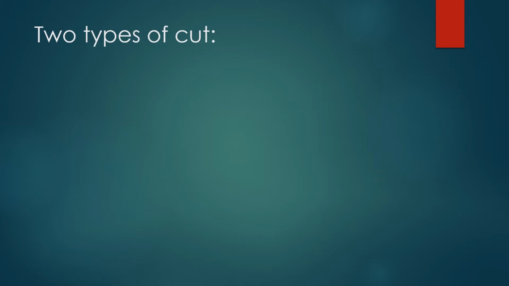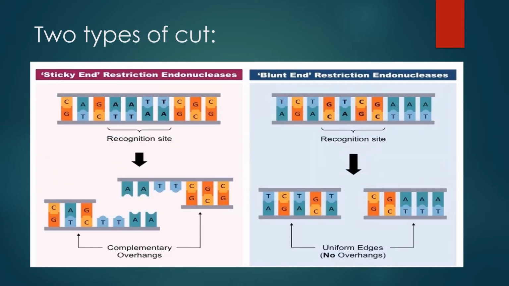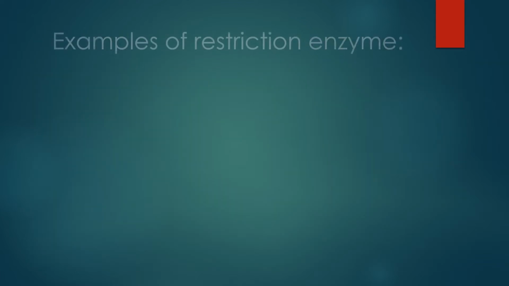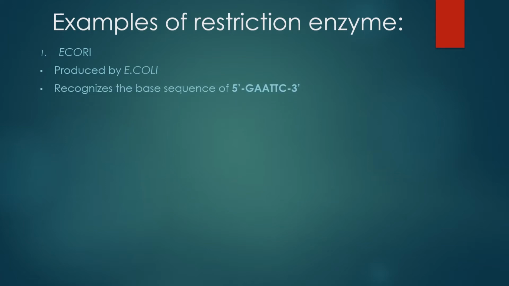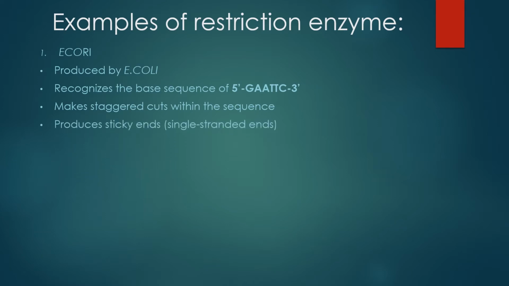There are two types of cut: sticky end and blunt end. Examples of restriction enzyme. First, EcoR1. It is produced by E. coli and recognizes the base sequence of 5' to 3'. It makes staggered cuts within the sequence. It produces sticky ends, which are single-stranded ends.